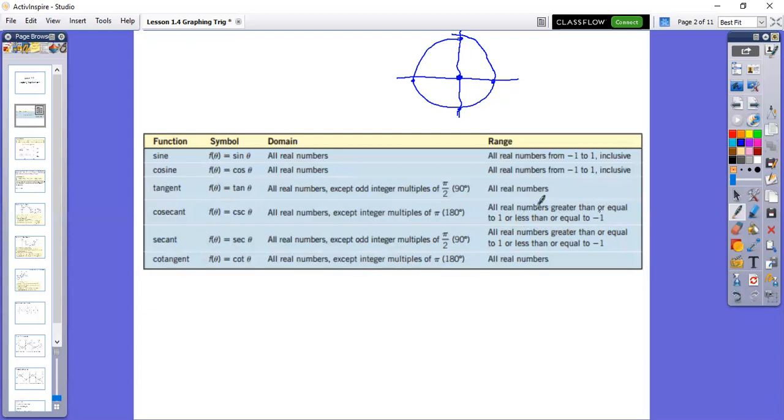The last thing to talk about is the range of cosecant and secant. It's all real numbers greater than or equal to 1 or less than or equal to -1. The reason for that is cosecant and secant are reciprocals, 1 over sine and 1 over cosine. If cosine and sine always output a value between -1 and 1, the largest their absolute value will be is 1, and the smallest their absolute value will be is 0, which means if I do 1 divided by any number with an absolute value between 0 and 1, it will give me something with an absolute value larger than 1. So it's only numbers greater than or equal to 1 or less than or equal to -1.